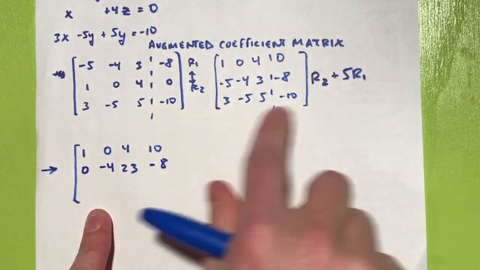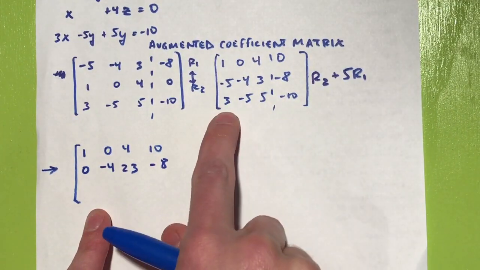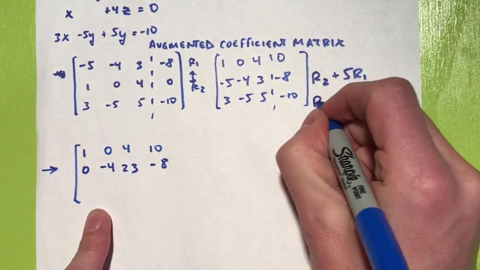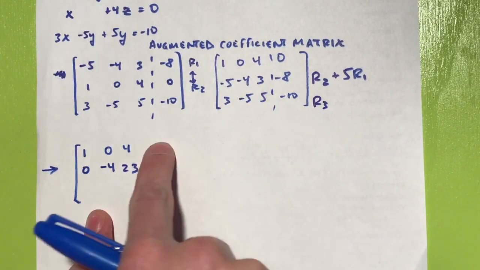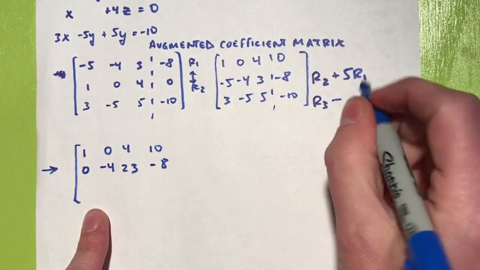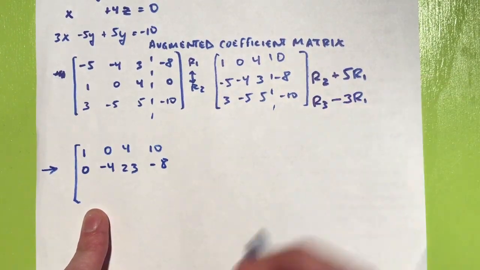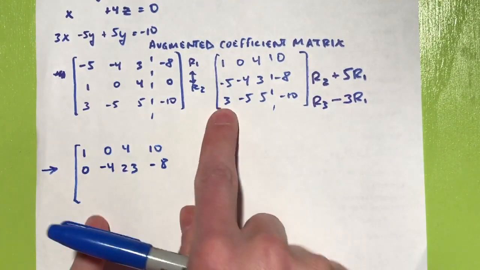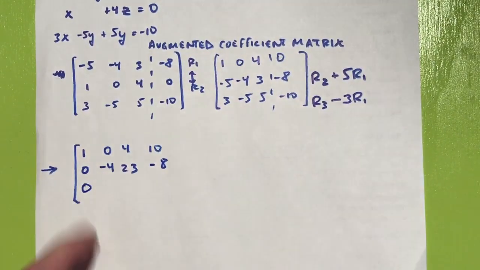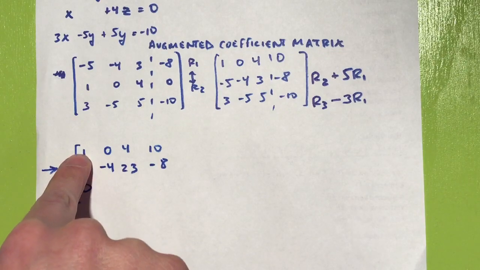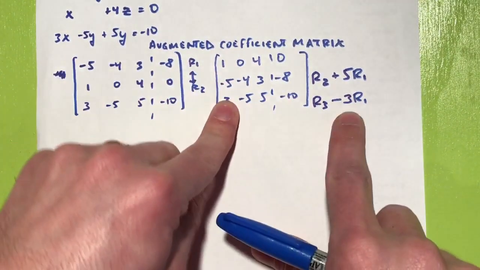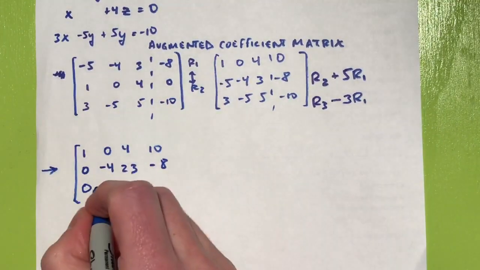Now I also can get rid of that 3 element in row 3 at the same time. Since I'm already done with row 1, already done with row 2, I'm going to take row 3 and subtract 3 times row 1. So I have 3 and I'm going to subtract 3 times 1. 3 minus 3 gets us 0. I have that 1 in the key position, 0 is underneath it. Negative 5 minus 3 times 0 stays negative 5.